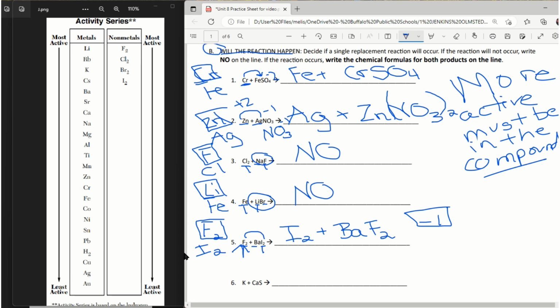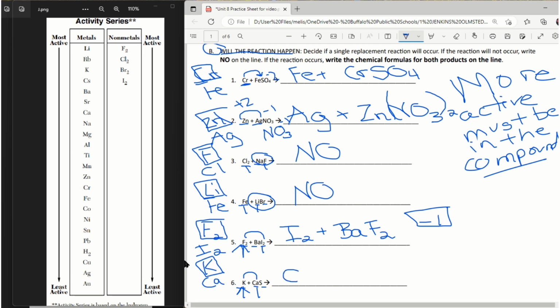All right, we have another one, last one. Find which ones are in the same column, and I have to compare them. So it's going to be K and Ca. So find where they are. Well, K is pretty close to the top. Ca is going to be a little bit underneath it on that column. So what does that mean? Remember, the rule is the one that is on top has to be in the compound. Is it? Nope, nope, nope. It is not. So what will happen? K and Ca will switch.